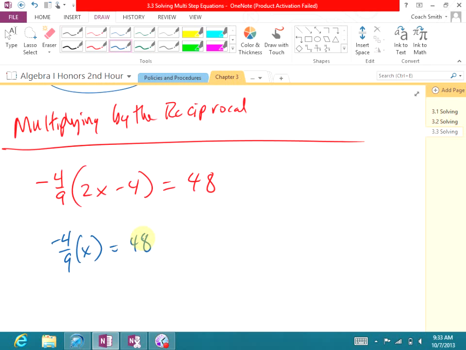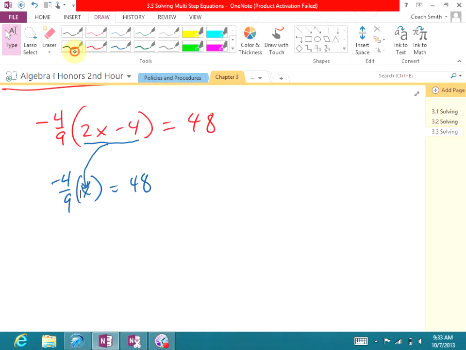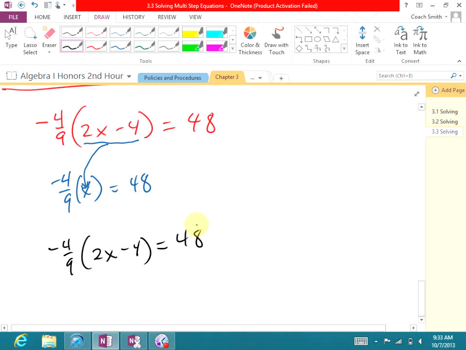Right. We'd multiply both sides by the reciprocal. Okay? Well, all they are saying is 2x minus 4 is the x. So I can do the same process here. I can take negative 4 over 9, 2x minus 4. I'm just rewriting it so I don't have that right underneath it. And I just multiply both sides by the reciprocal.